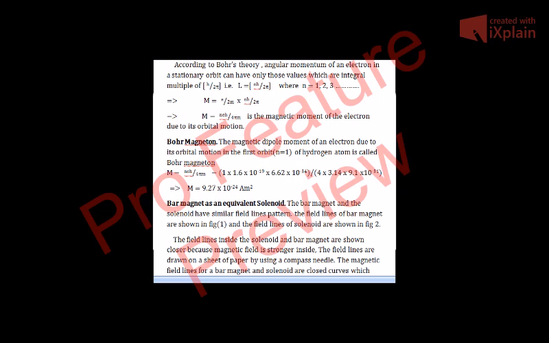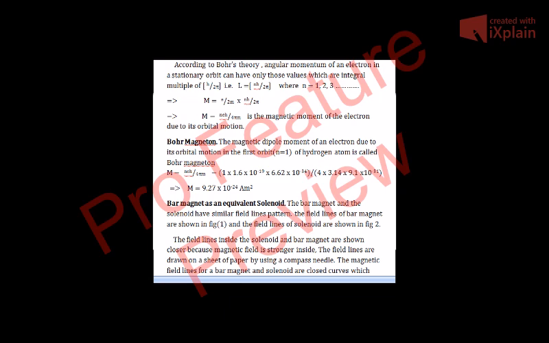We have to substitute n equal to 1, and we know the charge of the electron is 1.6 into 10 raised to minus 19. Then Planck's constant h, that is 6.62 into 10 raised to minus 34, divided by 4 into, for pi we write 3.14, and for m, the mass of an electron, that is 9.1 into 10 raised to minus 31. And when we multiply and divide, we get M is equal to 9.27 into 10 raised to minus 24 ampere meter square. So this is the Bohr magneton.